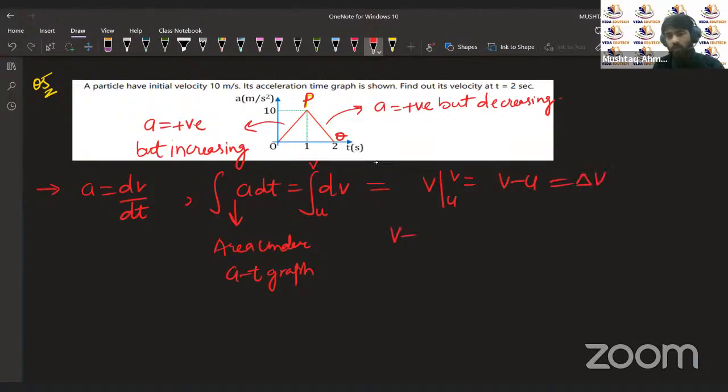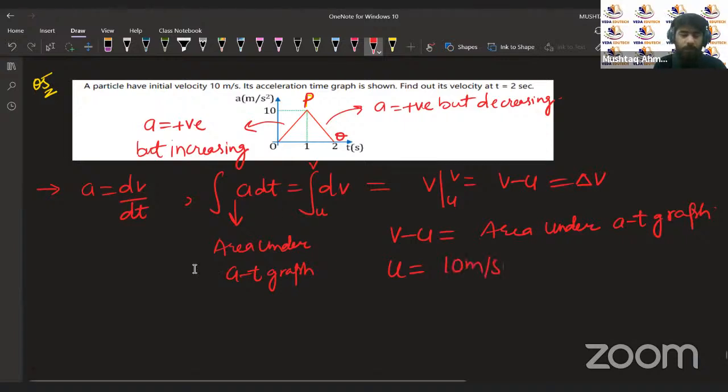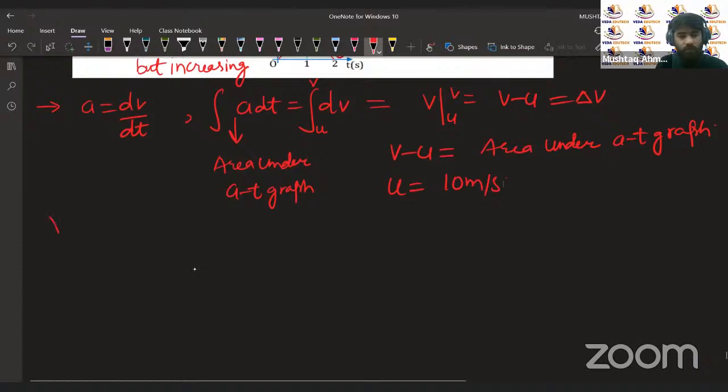So final velocity minus initial velocity is equal to the area under the acceleration time graph. We have to find the velocity at time t equal to 2 seconds. The initial velocity is given as 10 meter per second, so u is 10 meter per second. We have to calculate v. So v minus 10 is the area of this curve.